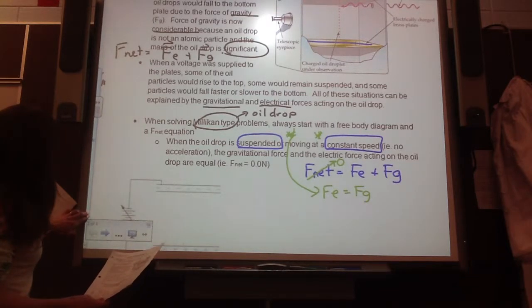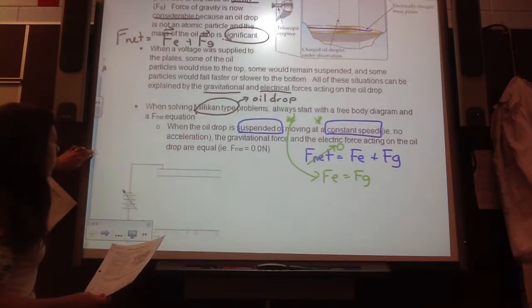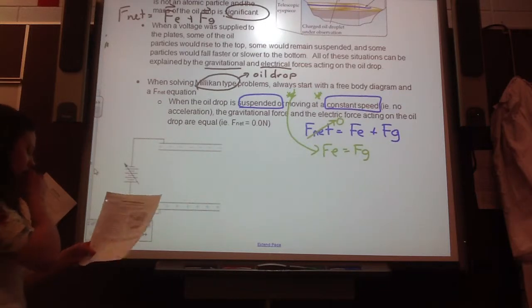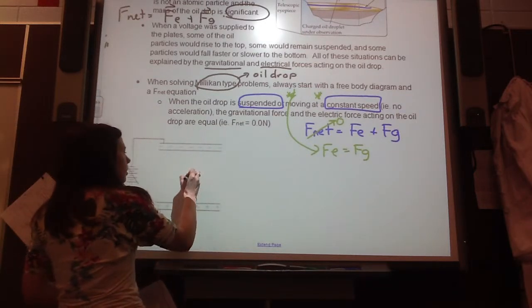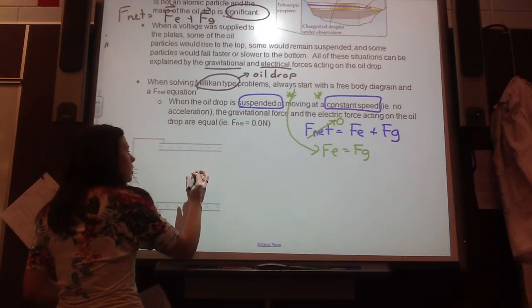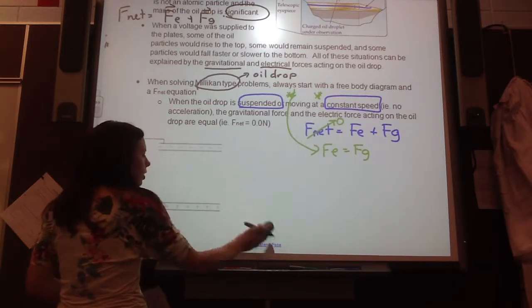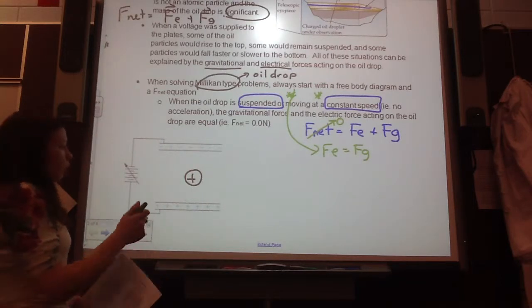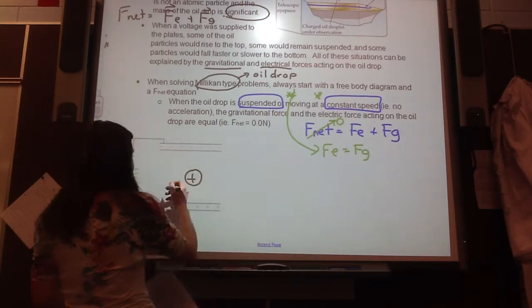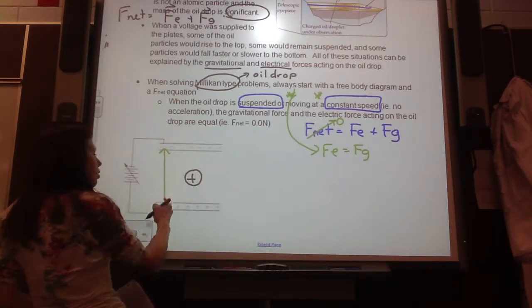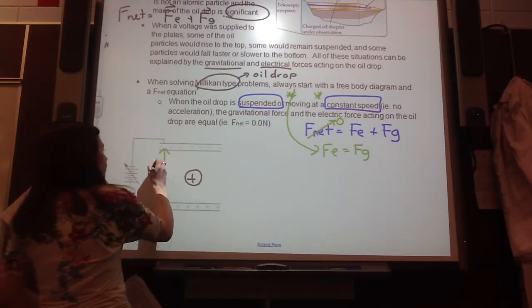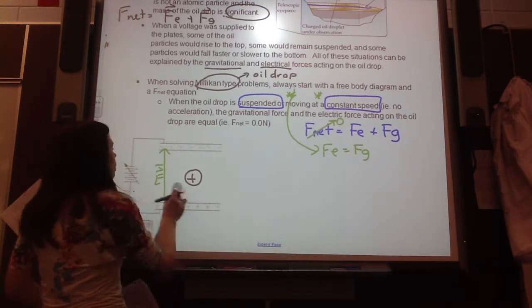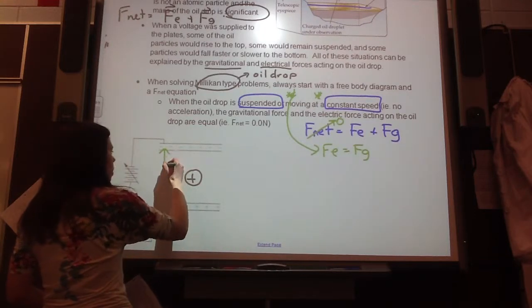So let's do one free body diagram. Say I have a particle that's positive, okay? Your examples will tell you whether it's positive or negative. Now draw in the electrical field strength. It's going out from the positive, but that doesn't necessarily mean that's the direction the particle is going.